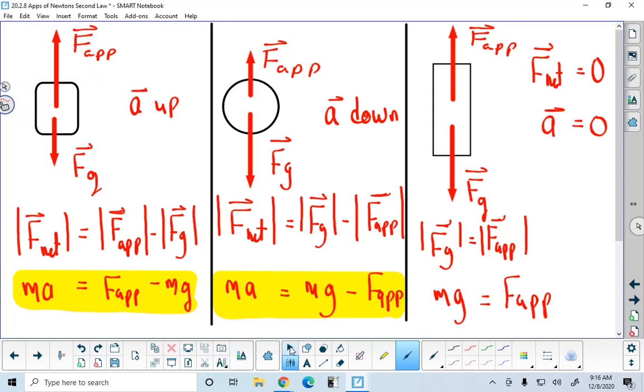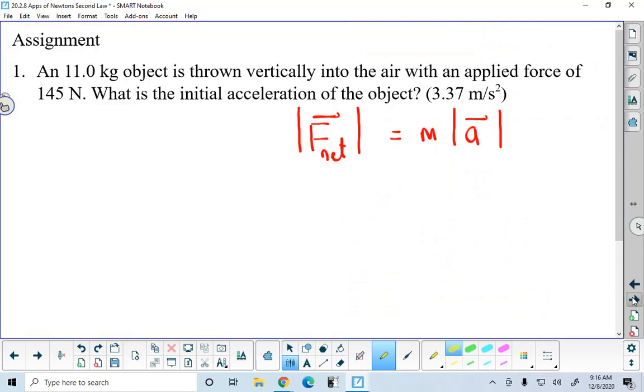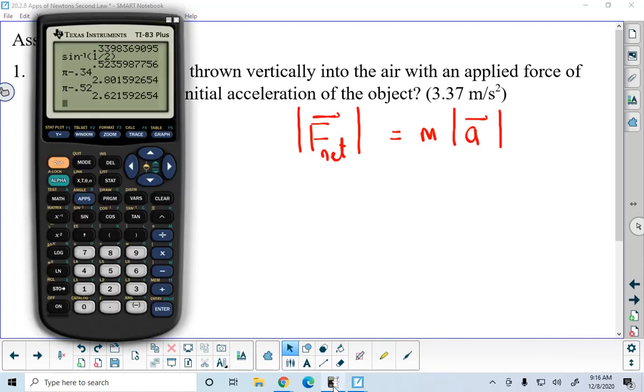And one last thing before we get to the problems. The applied force is sometimes called tension if it's being applied with a cable or a rope. So getting back to question 1, I had a couple of people ask me yesterday why they were getting the wrong answer, because it seemed like such a simple question. They were taking 145 divided by 11 and getting 13.2, which is way off. And it's because they didn't draw the free body diagram.